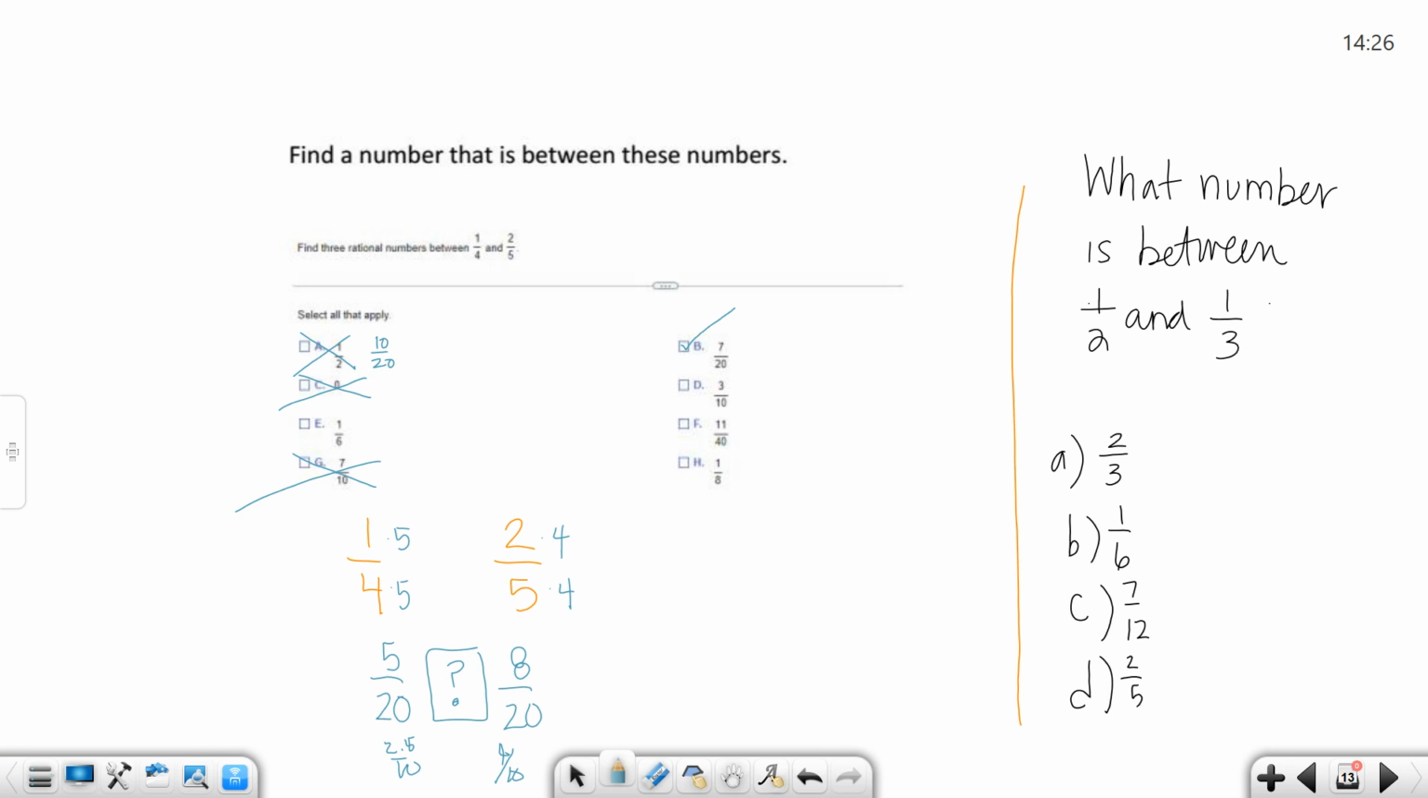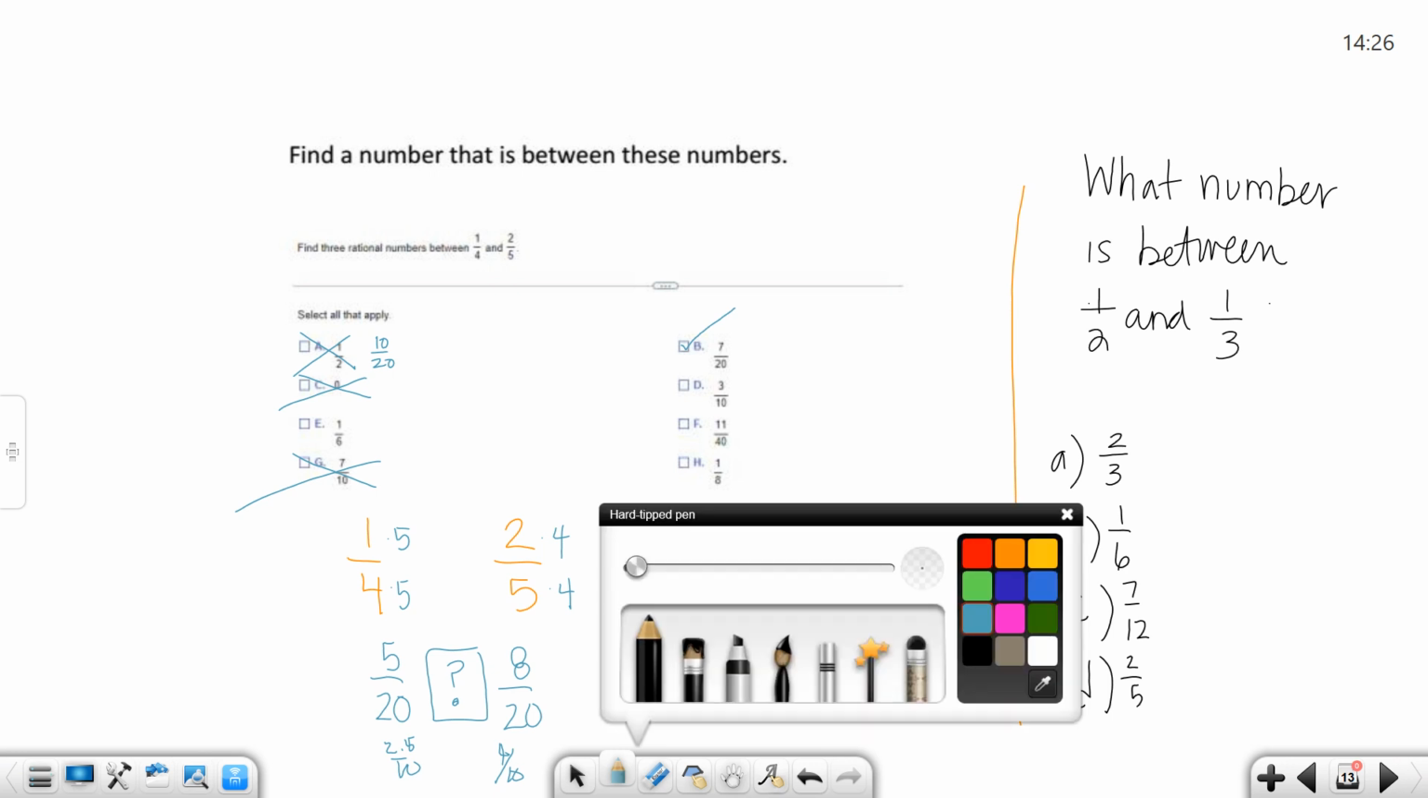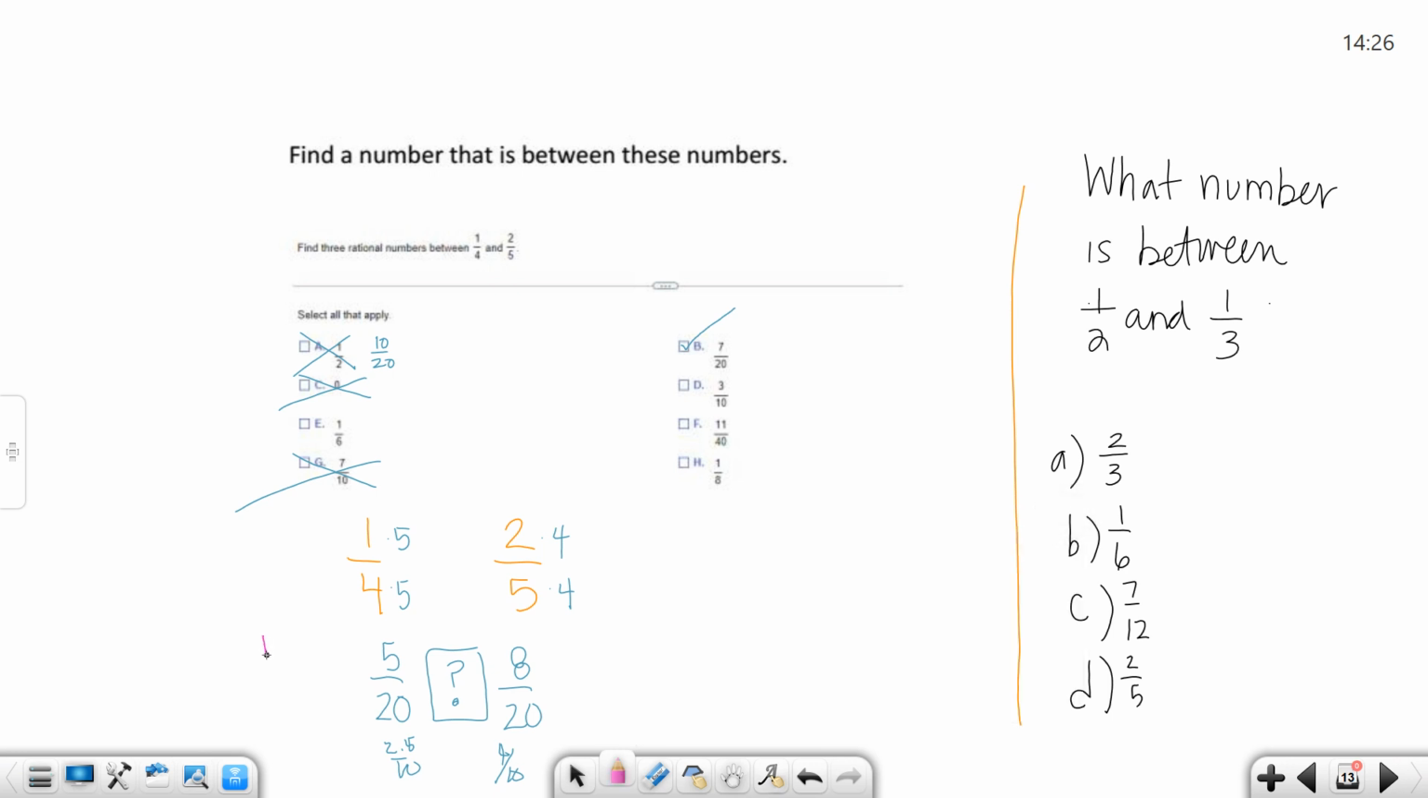Okay, so for my next one, I have 11/40. We can think about that one. Let's turn these into 40ths by multiplying them by 2. This one would be 10/40, times 2 times 2, and this one would be 16/40. So 11/40 would fall in that range. And so then we have 3 left to try.